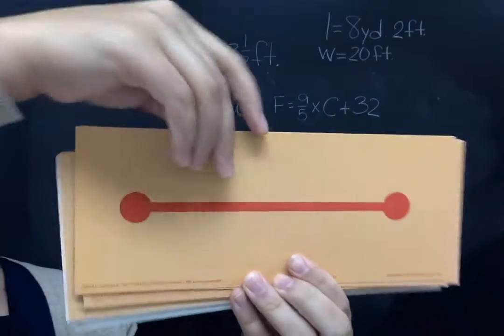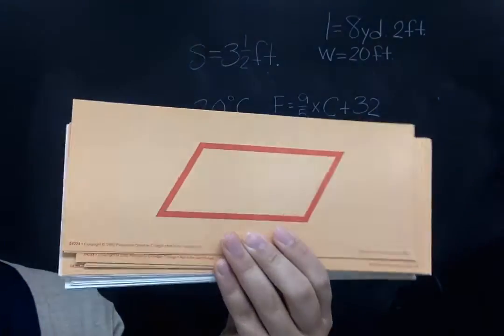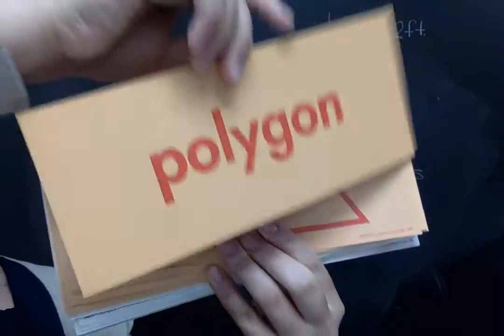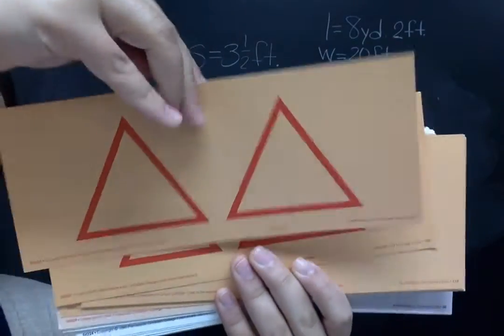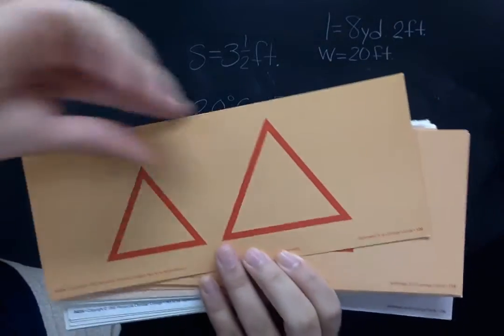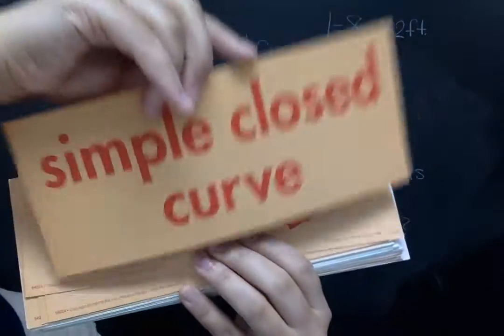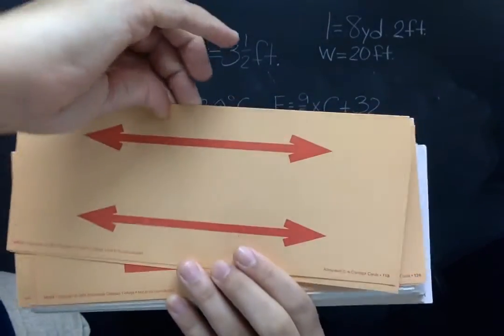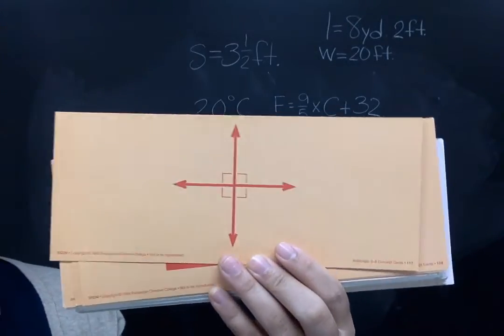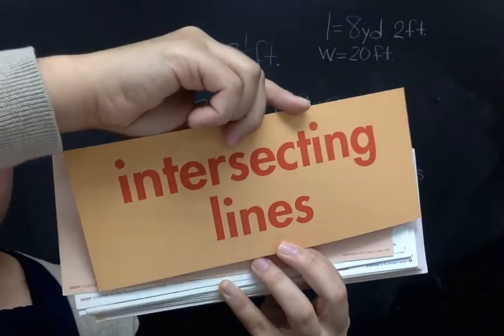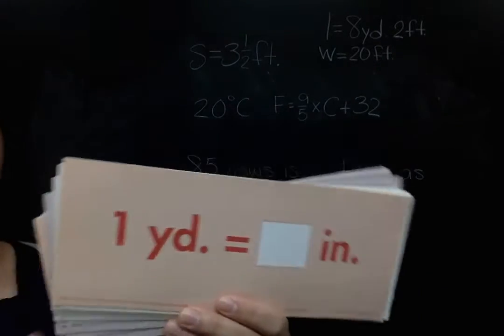ray, line segment, parallelogram, polygon, congruent triangles, similar triangles, simple closed curve, parallel lines, perpendicular lines, rectangle, line, intersecting lines.